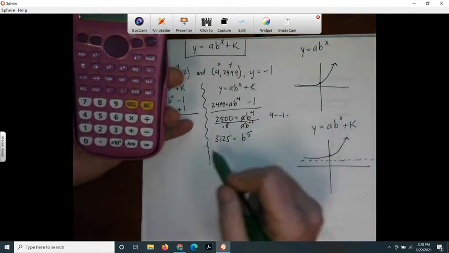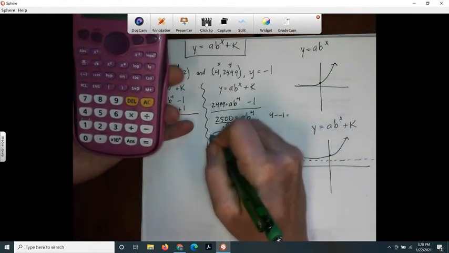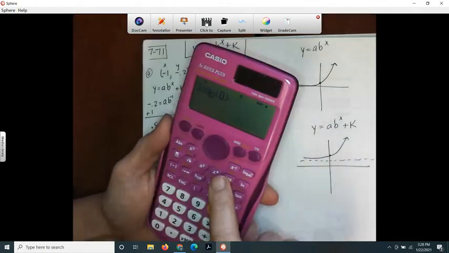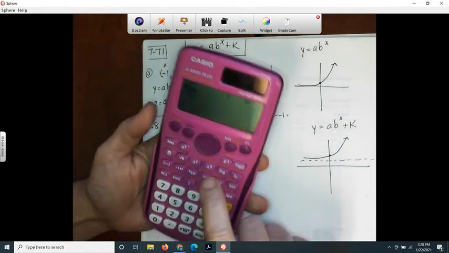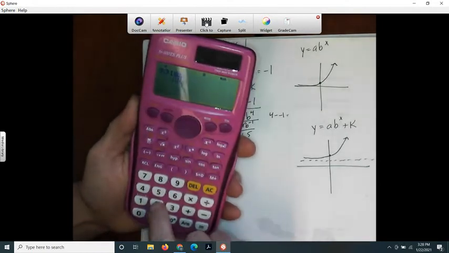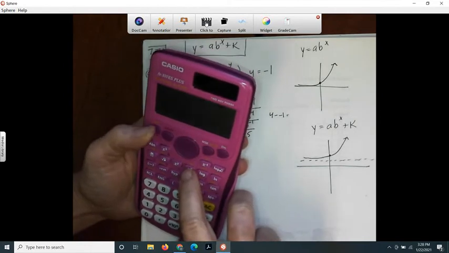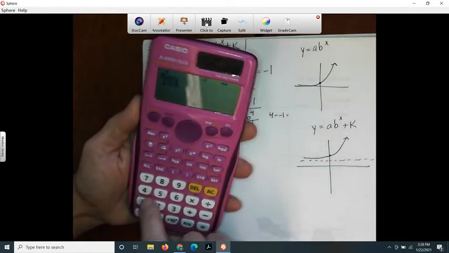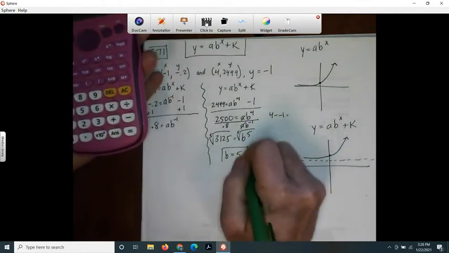And then I can take the 5th root of both sides. And that's going to give me b. So I think my calculator can take a 5th root. I have a special button. Wait, no, not that one. I'm going to take the 5th root of 3125. I can do it. I know I can. It's 5. B equals 5. So now I know that b is 5.